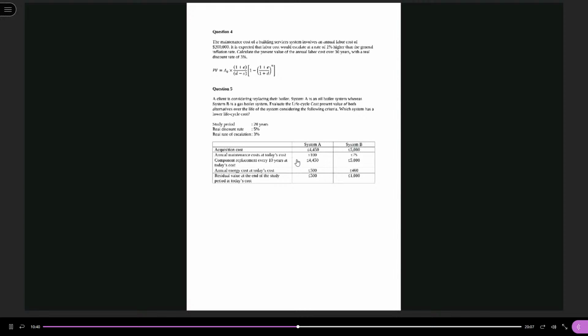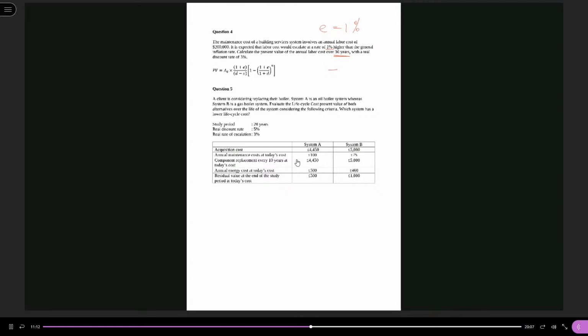And question 4, the maintenance cost of a building services system involves an annual labor cost of 200,000. It is expected that labor costs would escalate at a rate 1% higher than the general inflation. So E will be 1%, positive value, higher than the general inflation. Calculate the present value of labor costs over 30 years.